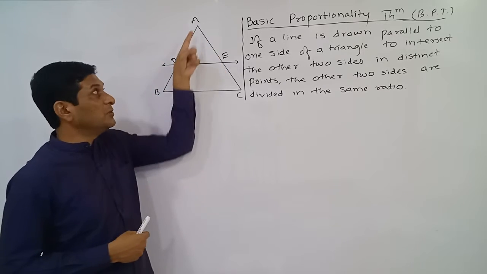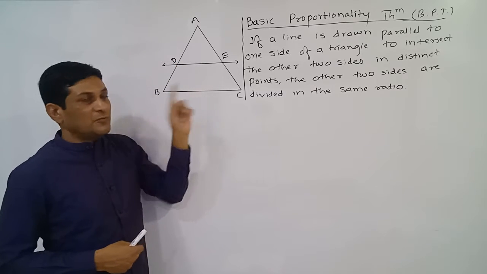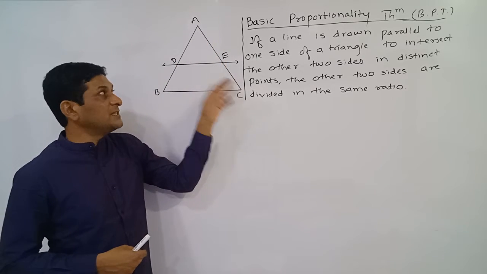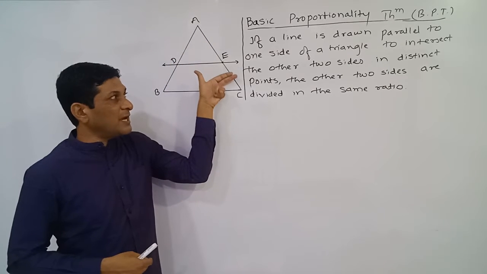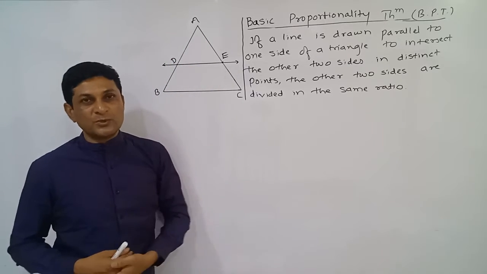Means what we have to prove? AD upon DB will be equal to AE upon EC. Means this ratio AD upon DB will be equal to this ratio AE upon EC. So let us try to prove this result.